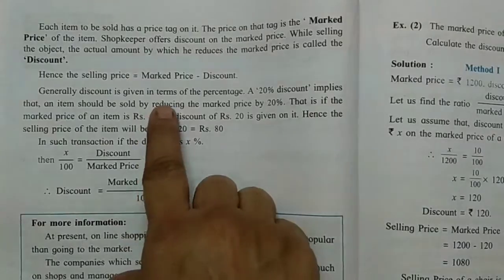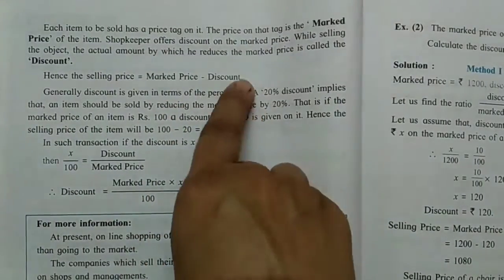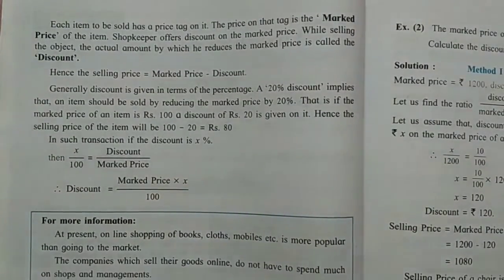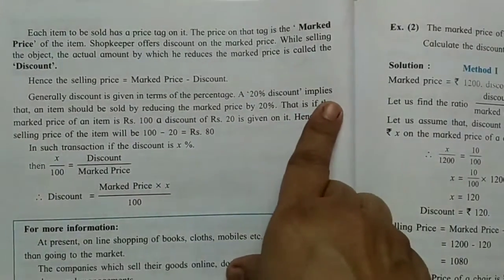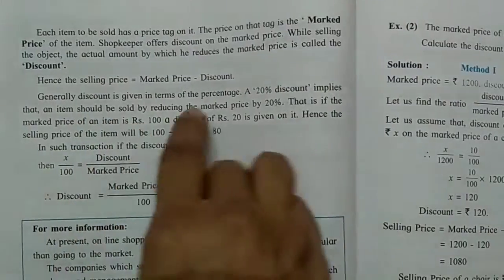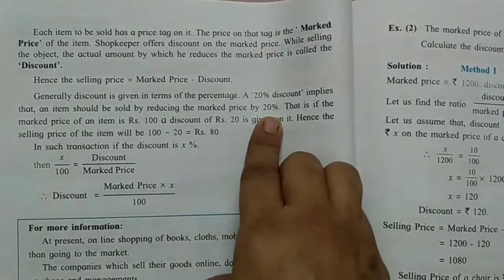So generally discount is given in terms of percentage. Now the example which I told was a direct 50 rupees discount, but many times, as I told you earlier, discount is always in percentage. A 20% discount, the same thing which I told you, implies that an item should be sold by reducing the marked price by 20%.